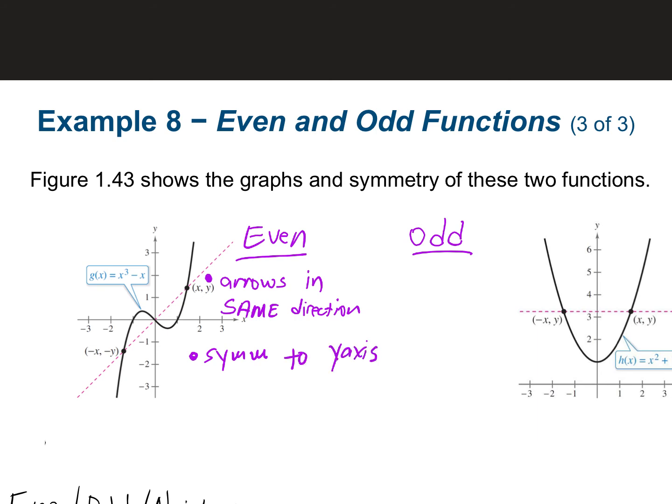Somebody first here is like, oh, I remember that word, but not really. That means the y-axis has to do what? Cut the graph in half.